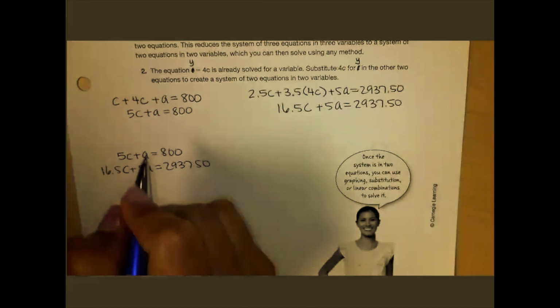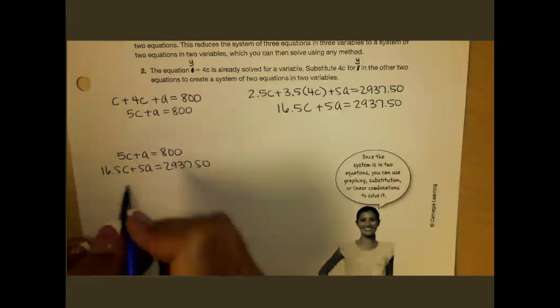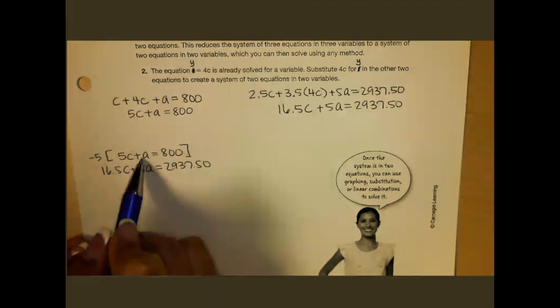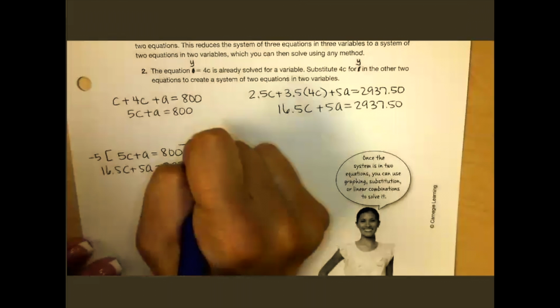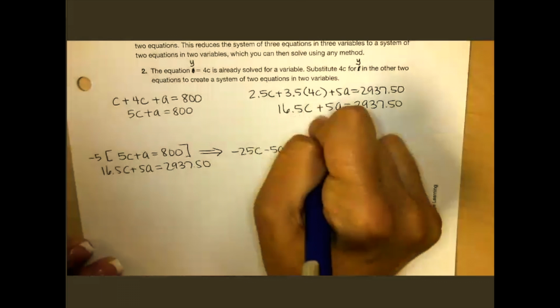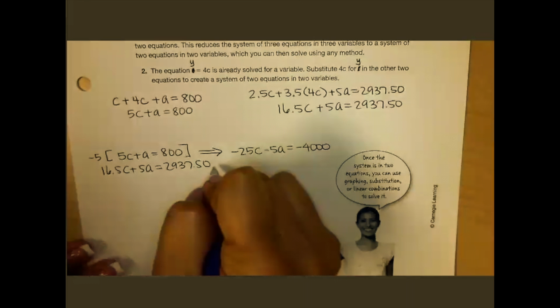I want to get rid of our A's here since this has a coefficient of 1. So I'm going to multiply this top times negative 5. That's going to go ahead and give me a negative 5A, and those will cancel. So I multiply the whole equation. That gives me negative 25C minus 5A is equal to negative 4,000. The other equation just comes over. We don't have to change it.